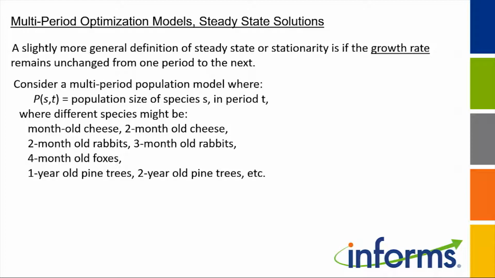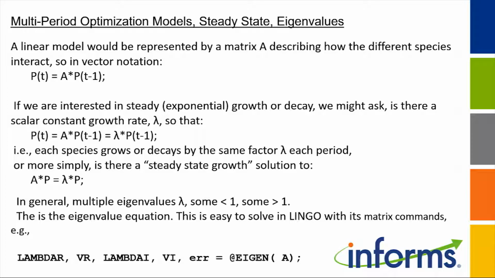Or if it's an animal population, you might have 2-month-old rabbits, 3-month-old rabbits interacting with 4-month-old foxes, 5-month-old foxes. And so you can perhaps put together some matrix which describes the interaction for them. And then the question is, if we circle things around again like we did before, is there a solution where the state in period t is equal to the state in t minus 1? And here's how we transform from t minus 1 to t.